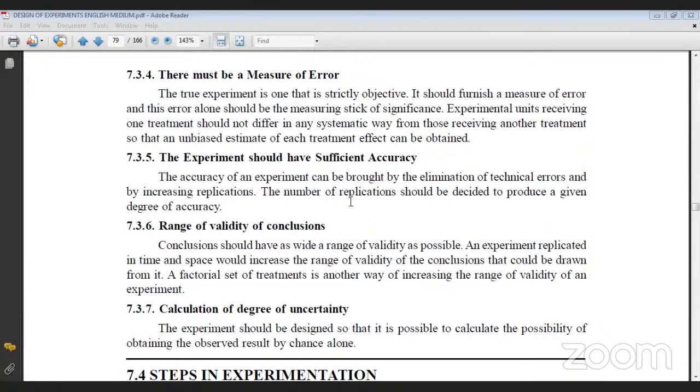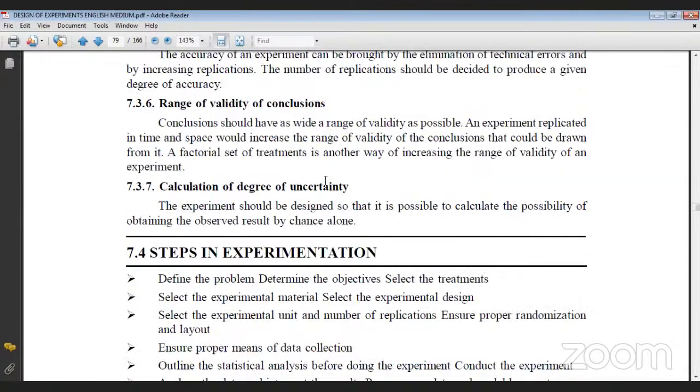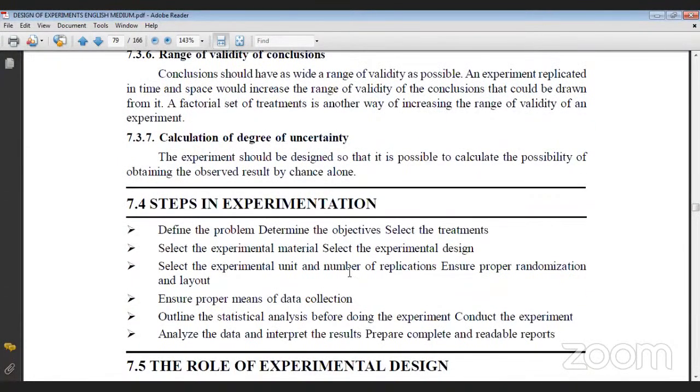A factorial set of treatments is another way of increasing the range of validity of an experiment. Calculation of degree of uncertainty: the experiment should be designed so that it is possible to calculate the probability of obtaining the observed result by chance. These are the seven important points for planning an experiment.